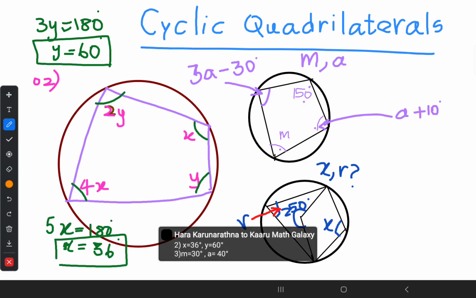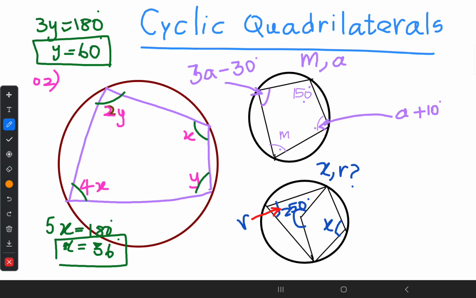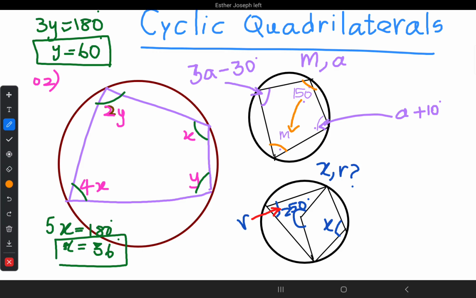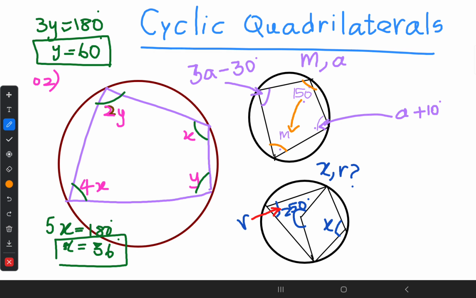Here we need to find M and A. For the M, this is a cyclic quadrilateral. Hence the sum of these two will give you 180. So 150 plus M will give you 180. So M equals 30 degrees here. From 180, when you subtract 150, that will give you M as 30.